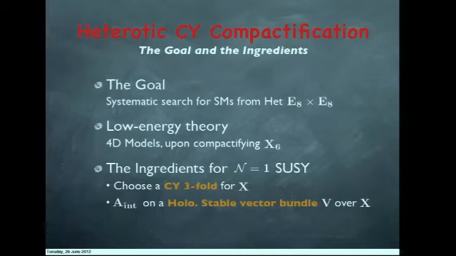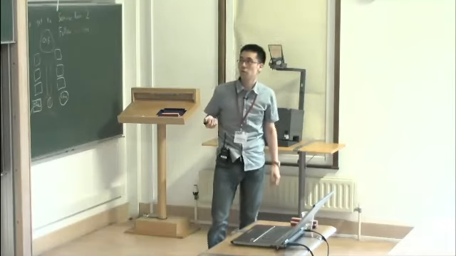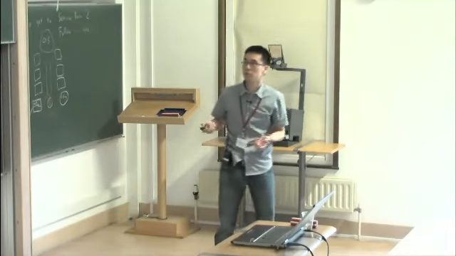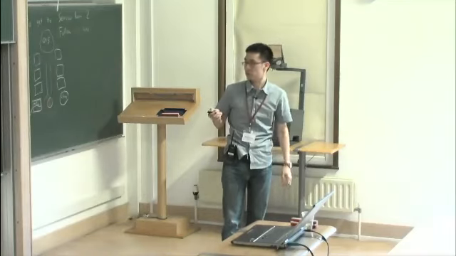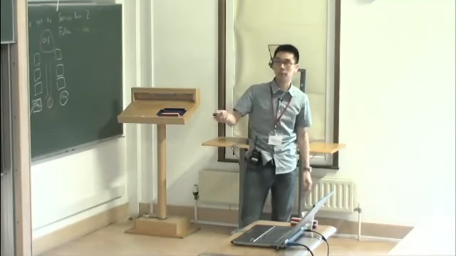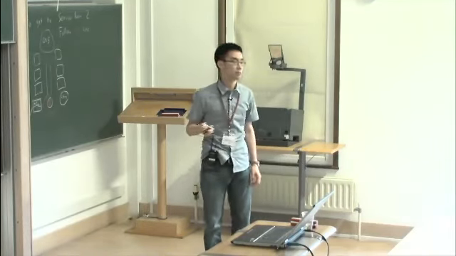The four-dimensional low-energy theory is obtained from compactifying on an internal six-dimensional manifold X. And in order to preserve N=1 supersymmetry, basically two ingredients are required. First of all, we need to choose the internal manifold X to be a Calabi-Yau threefold, and we should also turn on some internal gauge field on a holomorphic and stable vector bundle, so that this set of PDEs should be obeyed by the background.